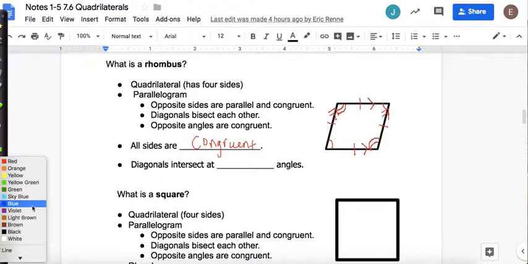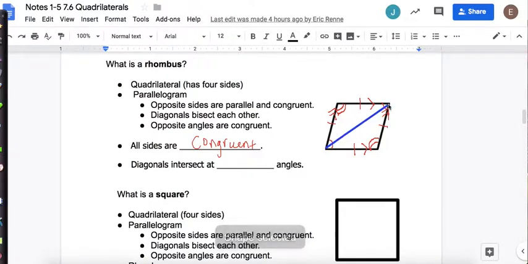Now the diagonals intersect at blank angles, so let me draw it in and let's see if we can figure this out together. So we're going to draw them in, and look in the center here. All those angles are the same. Do you know what they are? They are right angles. So let's write right angles here, and let's draw in the right angles. So we're going to draw a square in the middle because these are all right angles. Okay? So notice they form 4 right angles where they bisect, where they intersect, sorry.